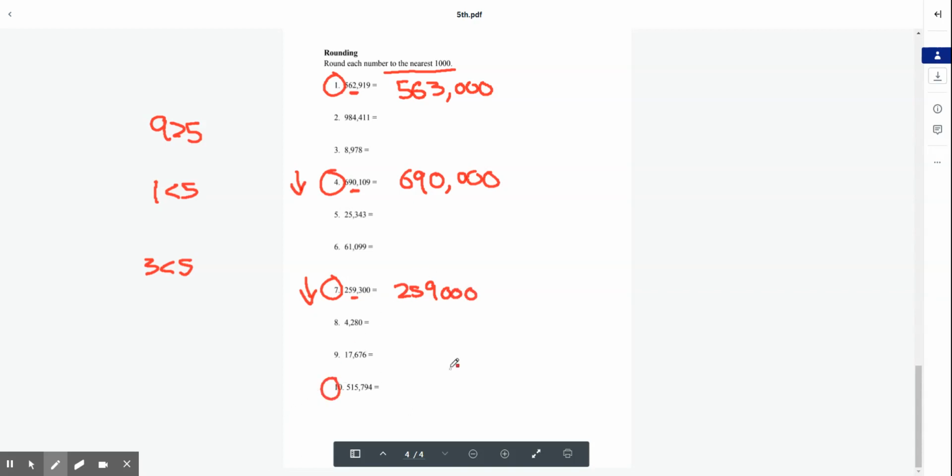Let's try 10. 5 is our thousands. To the right, we have 7. And 7 is greater than 5. So we're going to round up. And we get 516,000. And that is it.